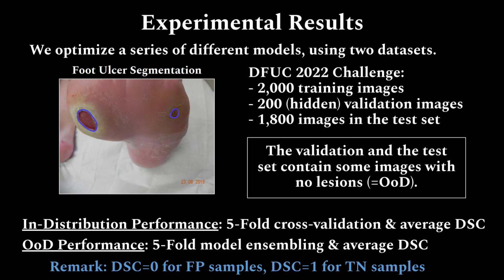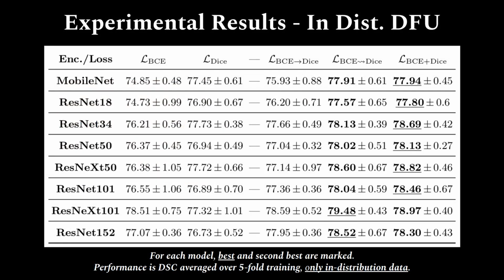And then the dice score will be 1 if you say there's no lesion and actually there's no lesion. Okay, so this is the in-distribution performance for the challenge. As I said, a 5-fold cross-validation average dice coefficient, and we can see already that the addition of BCE and DICE is kind of the best.